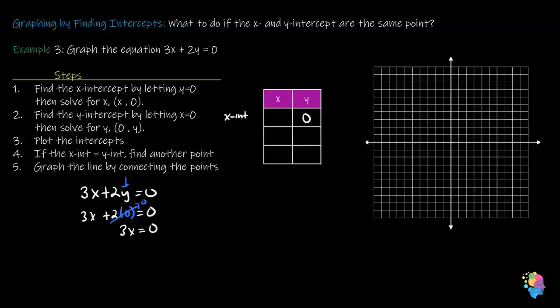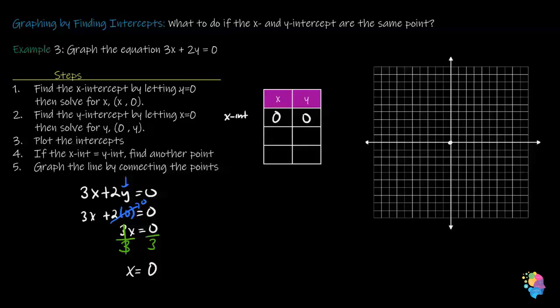We're not done yet. Remember, we need to divide by the coefficient of x. We need to divide both sides by 3. So 3 divided by 3 will give me 1x, or just x. And on the right side, 0 divided by 3 will be 0. That means that the x-intercept is located at 0, 0. Let's plot that.